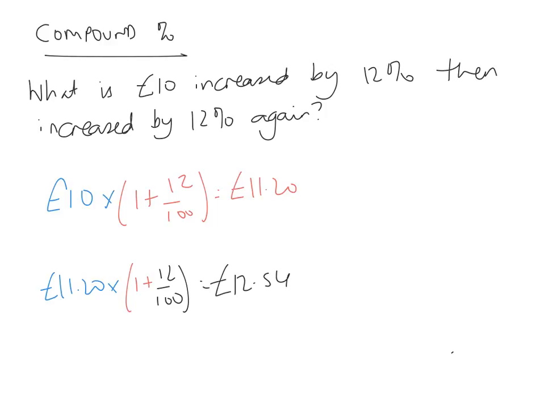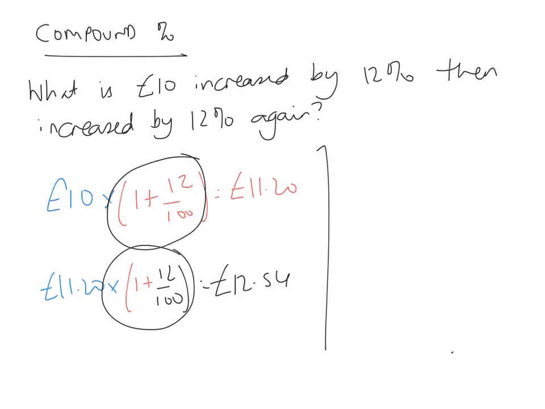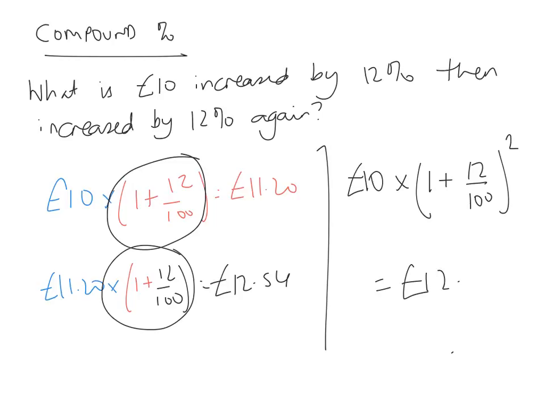As I said, it's only 2 times I needed to work something out. That wasn't too bad. But if we think through what we've done, we've multiplied by that twice. I started off with the £10, multiplied by 1 plus 12 over 100, and then multiplied by 1 plus 12 over 100 again. If you times by the same thing twice, it's the same as squaring it. So I could do all of this in one step. I could just square my 1 plus 12 over 100. And when you check that on the calculator, that will give you exactly the same answer.